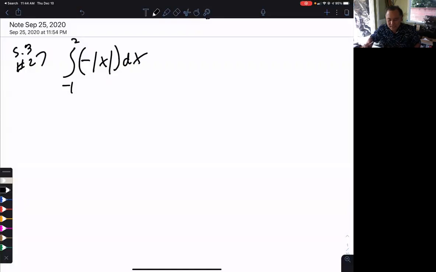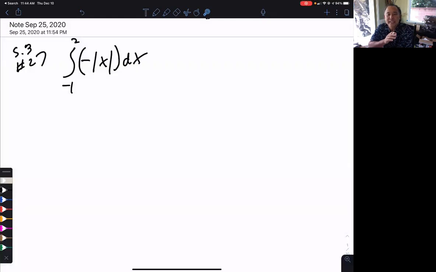So this is chapter 5, section 3, number 27. So they want us to find this definite integral, and we have to do it using geometry. So what you should have learned is that this definite integral is the net area.